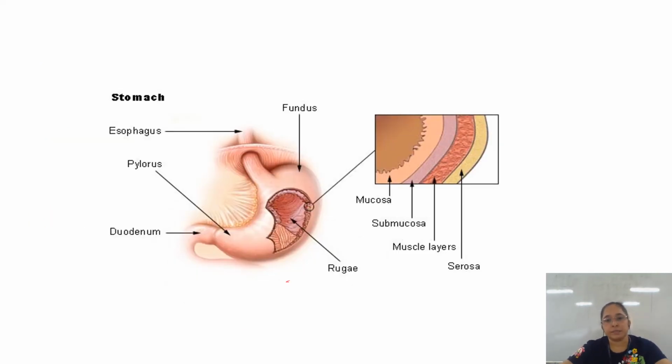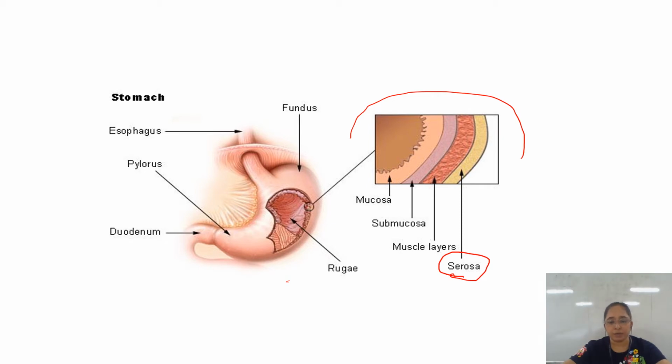Here you can see this is the enlarged section of the stomach. Here also you can see these four layers: serosa, muscularis, submucosa and mucosa. So one by one we will study each. The first one is the serosa.